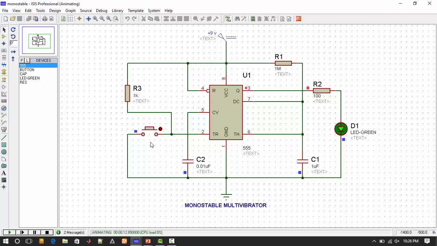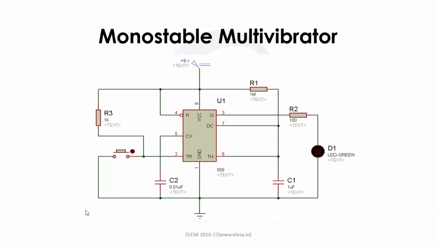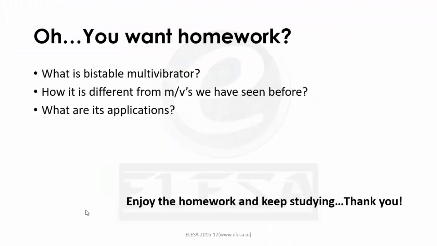That time interval is given by 1.1 into R1 into C1. Since R1 is 1 mega ohm and C1 is 1 microfarad, the calculation becomes 1.1. That means it remains in on state for 1.1 seconds. You can observe that. So that's all about IC555 and its working as monostable and astable multivibrator.